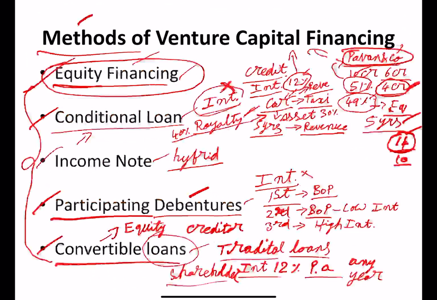For example, in my company, I am one of the entrepreneurs, and these are the different ways or methods of venture capital financing. I may take equity financing, I may take a conditional loan, I may take an income note, I may take participating debentures, or I may take convertible loans. These are the methods of venture capital financing.